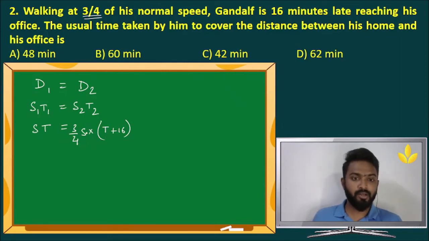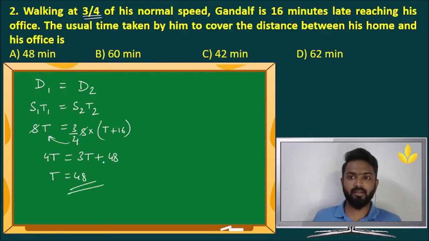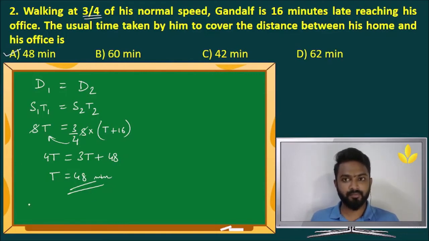Let's solve it now. First of all, s and s get cancelled. This 4 goes this side. So we have 4t equals 3 into t, that is 3t, plus 3 into 16, that is 48. 3t goes this side. 4t minus 3t is t, that is equal to 48. And that is the answer. The usual time taken is 48 minutes. Answer is A. That's it. Let's move on.